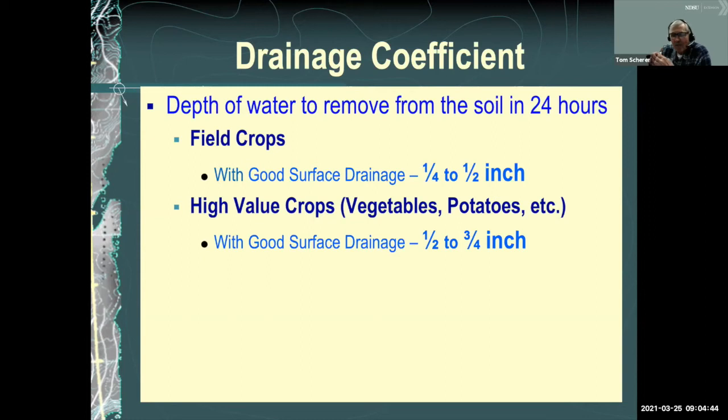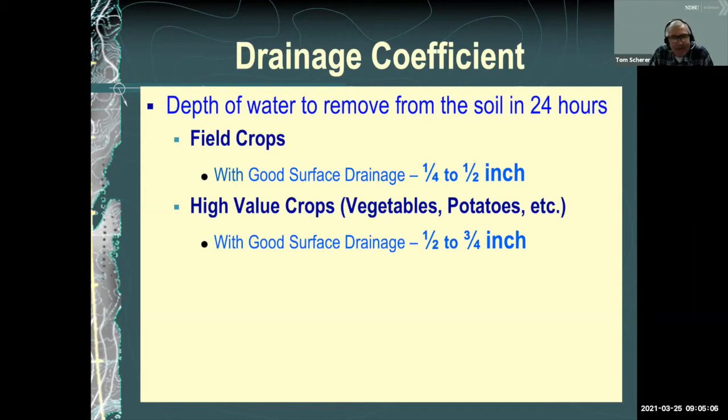But the drainage coefficient is a design point. What I mean by that is it's going to be used to design the carrying capacity of the tile to remove a certain amount of water in a certain amount of time. And that doesn't mean that the tile always flows at that amount. This is the maximum design point.